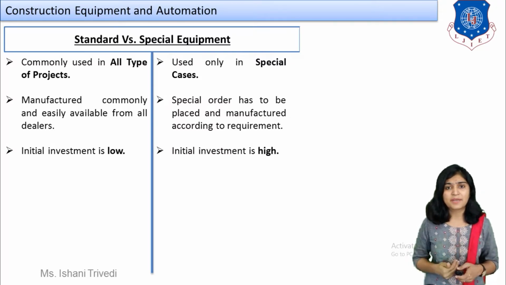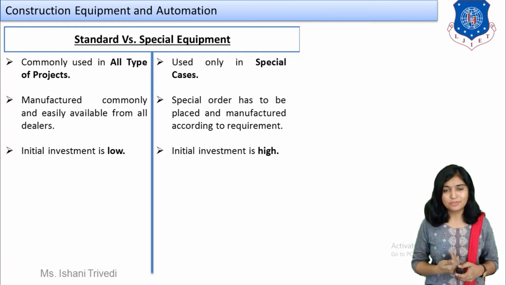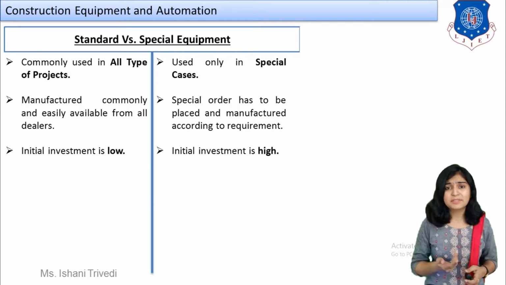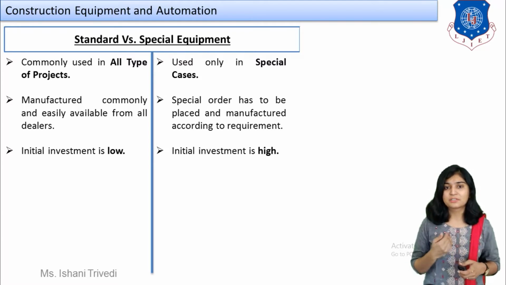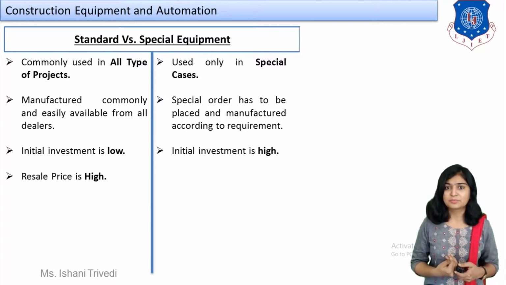So let us talk about the parameters. I think these points you will be able to write on your own also, but let us discuss quickly. So the standard equipment will be used commonly in all types of projects, while the special, as the name itself says, will be used for special purposes only. Next we have, it is manufactured commonly and easily available from all dealers. As I said, if it is standard throughout the country, the manufacturer is going to manufacture the same standard equipment everywhere and it is easily available, while the special equipment has to be designed.